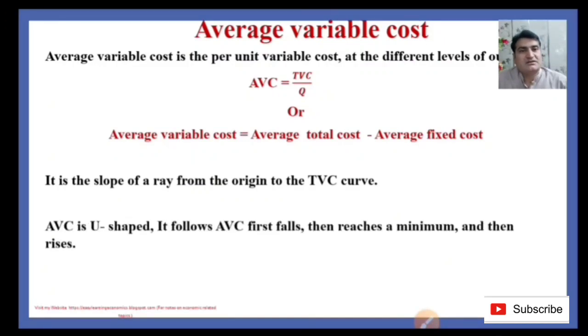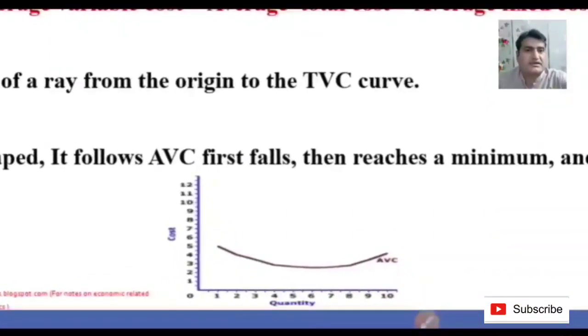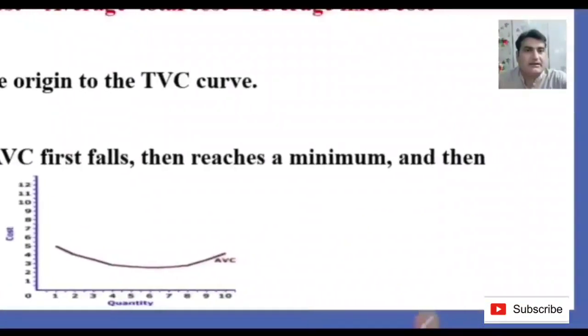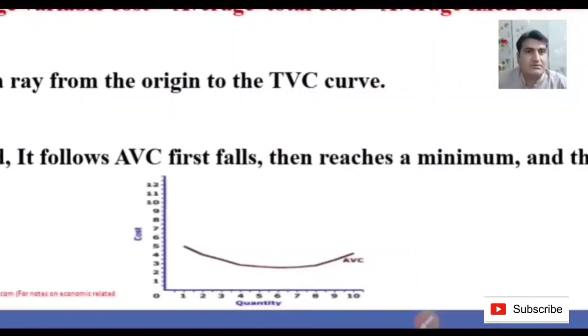Average variable cost is U-shaped. It follows that average variable cost first falls, then reaches a minimum and then rises. You can see here the average variable cost first falls, then reaches a minimum and then rises. So this is the property of average variable cost.